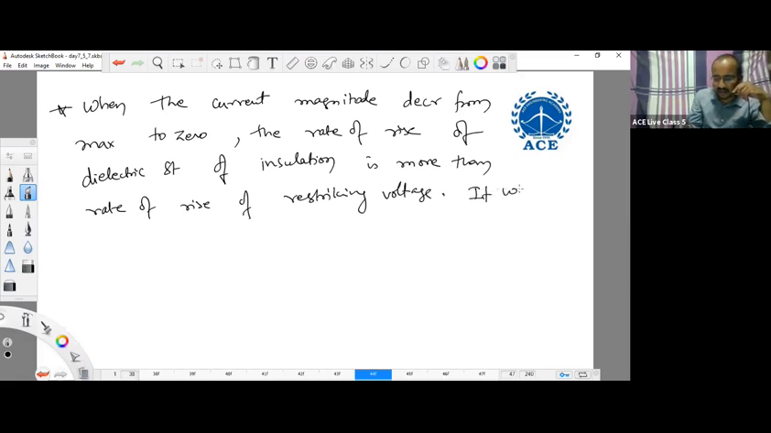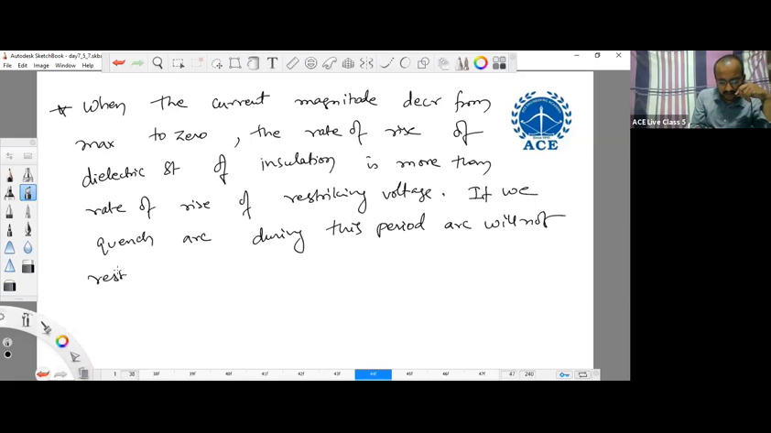So if we quench the arc during this period, the arc will not restrike. If you quench the arc during this period, the arc will not restrike.